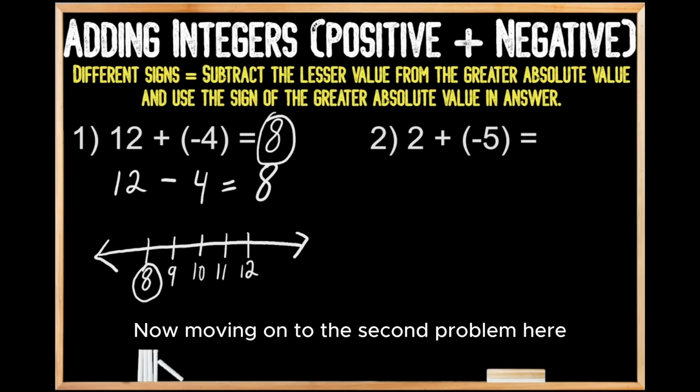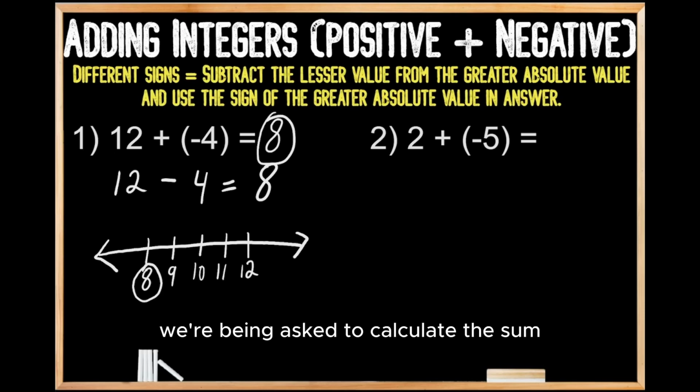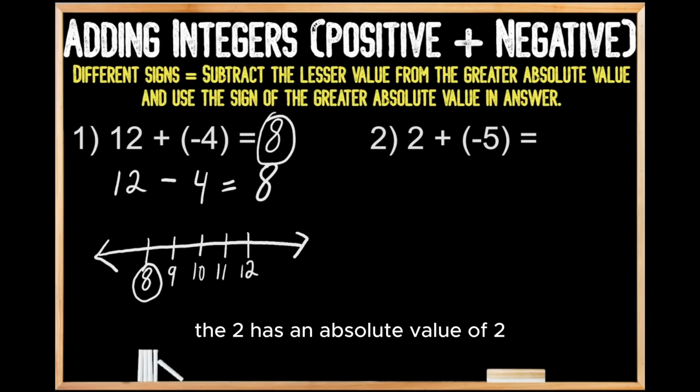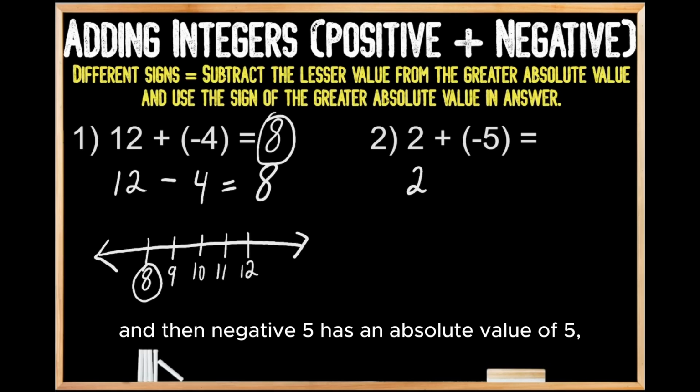Now moving on to the second problem here, where this time we're being asked to calculate the sum of 2 plus negative 5. So we'll remember from the first problem that the first thing we need to do is figure out the absolute value of both of the numbers we've been provided. So in this case here, the 2 has an absolute value of 2, so we're going to write that down below. And then negative 5 has an absolute value of 5.